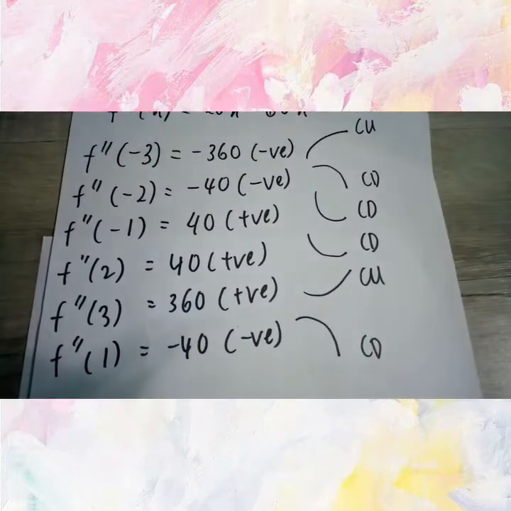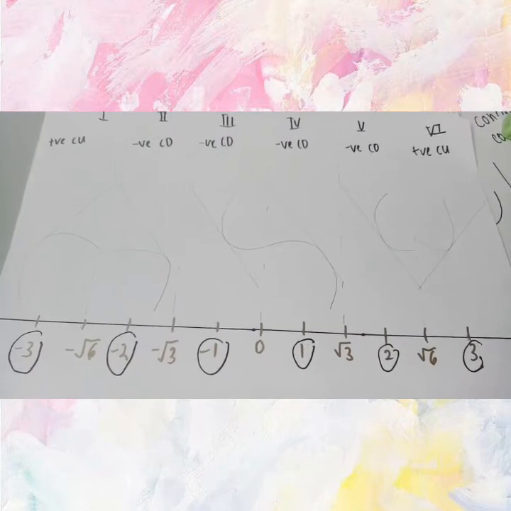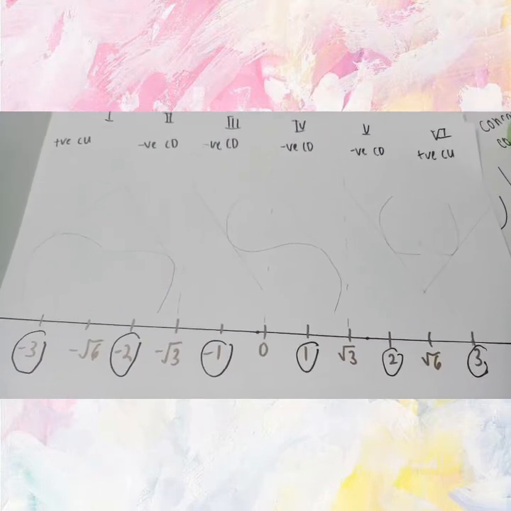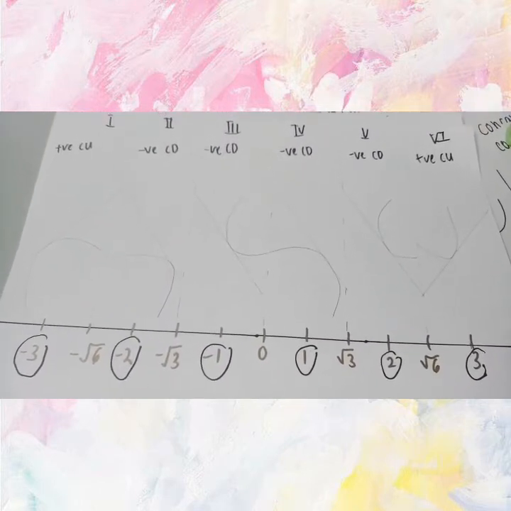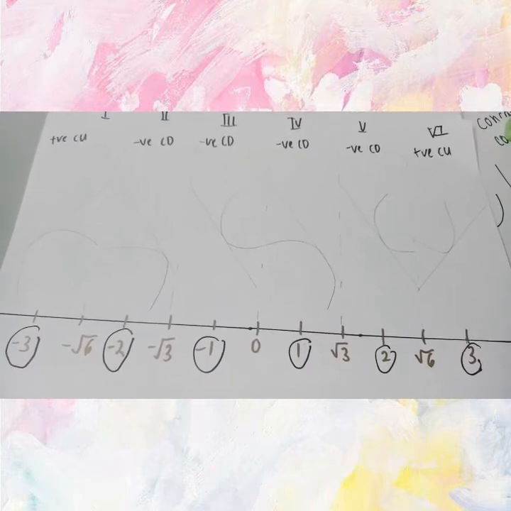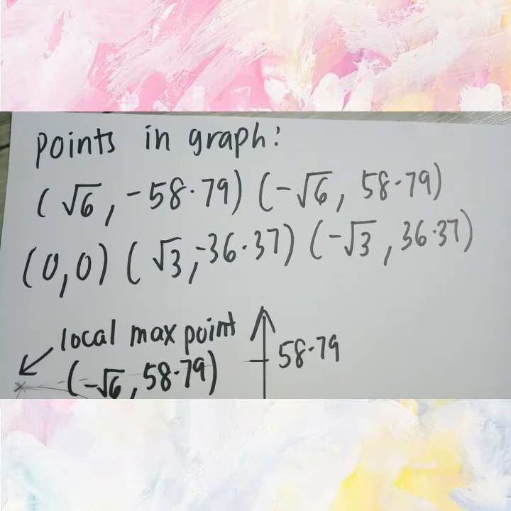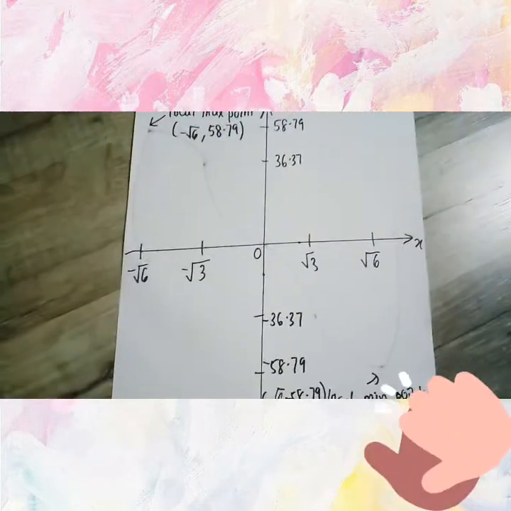From these, we get this shape of concavity based on the terms here. So this is how the rough graph will be, the shape of the graph. It has 6 divisions because it is a polynomial function. We plot the graph using these points, the critical points and the inflection points. And lastly, we get this graph.